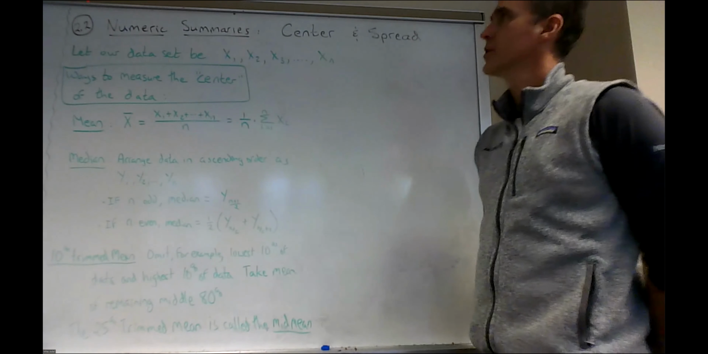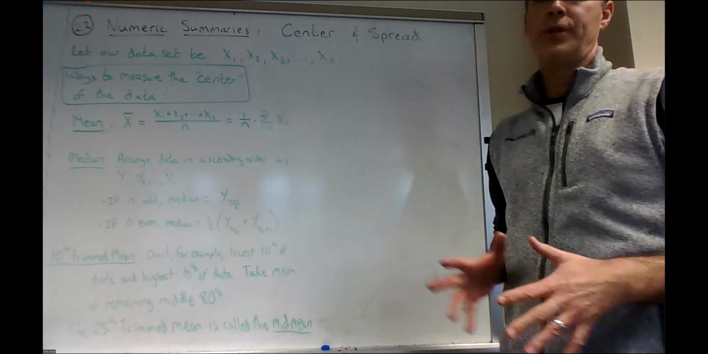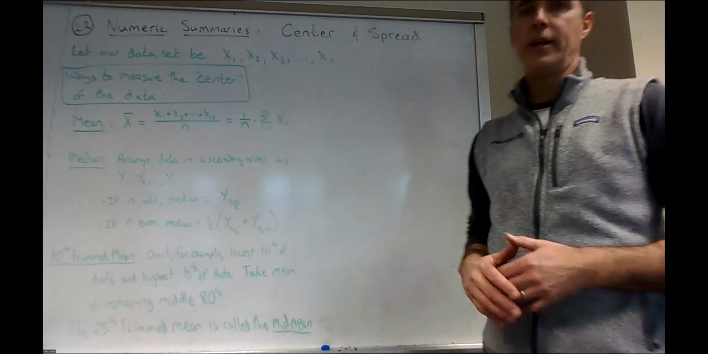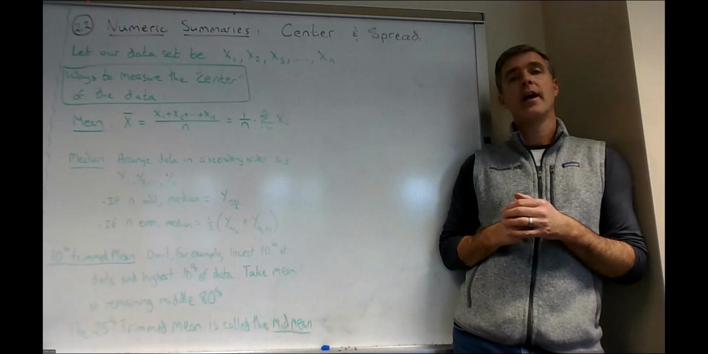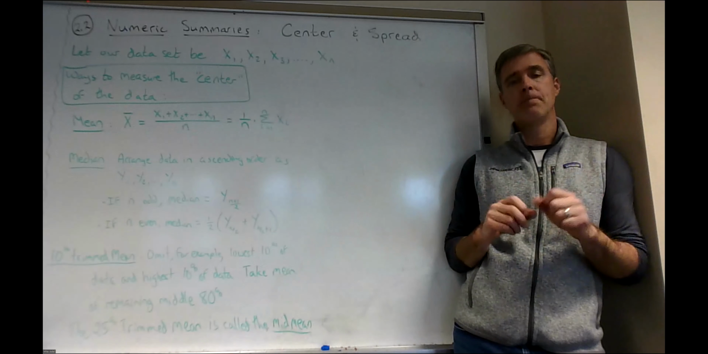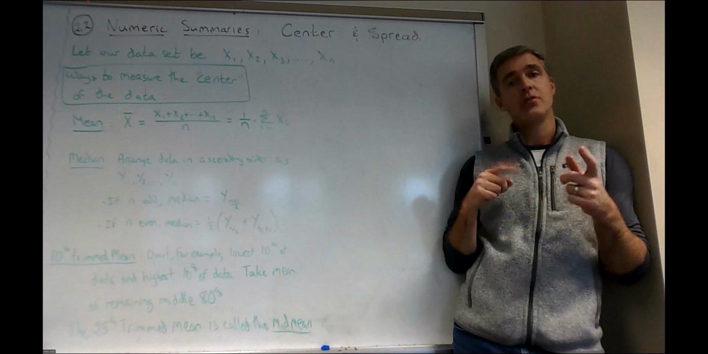Okay, so numerical summaries. In general with data, and oftentimes almost entirely in this course, we're going to be interested in two types of items. What's the center of the data, and how is the data spread? There are different ways of measuring both the center of the data and how it's spread. So here are some of the ways that we can measure the center of the data.